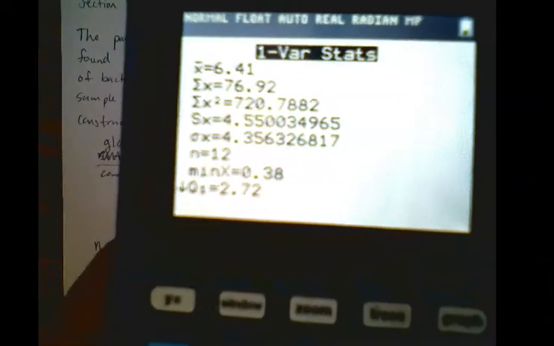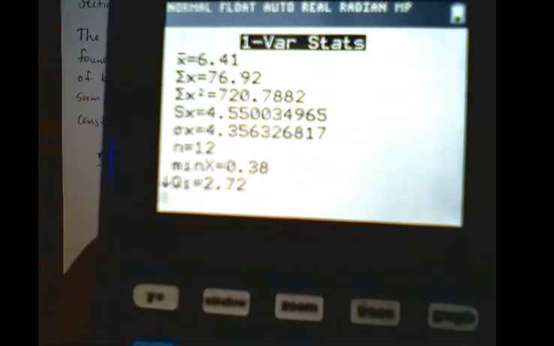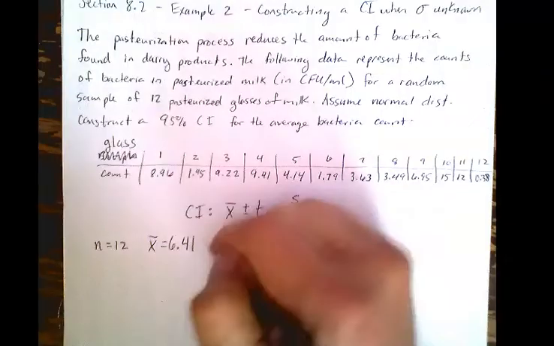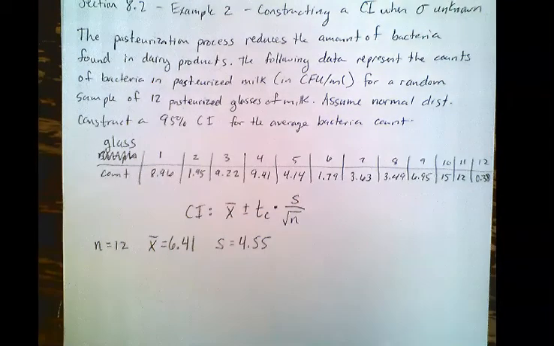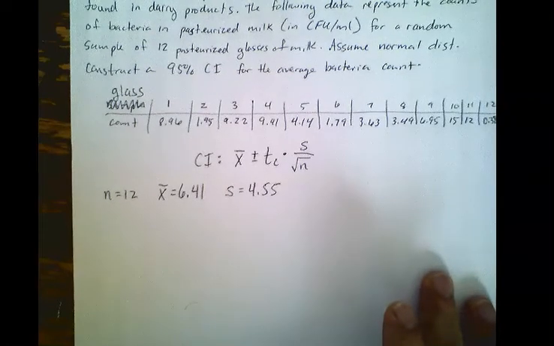And our standard deviation S is 4.55. Make sure you're using the proper standard deviation. 4.55 is the sample standard deviation. Now all we need is our t-score for this particular problem.